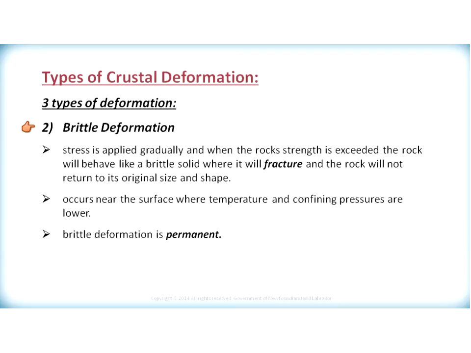So during brittle deformation, the rock is exposed to stresses beyond the actual strength of the rock, and it will result in a fracture, which will not return to its original size and shape. Brittle deformation generally occurs near the surface, where temperatures and confining pressures are lower. And brittle deformation is a permanent type of deformation where the rock will result in fracturing.